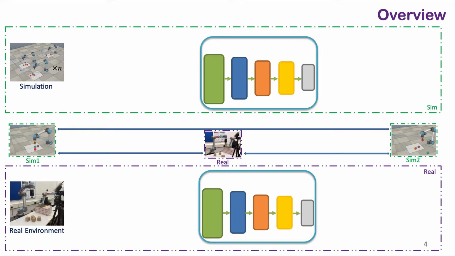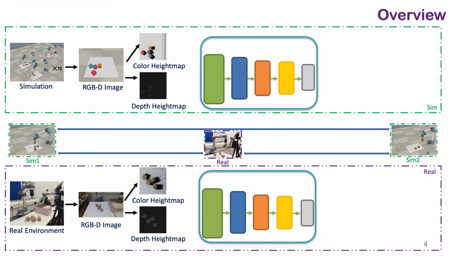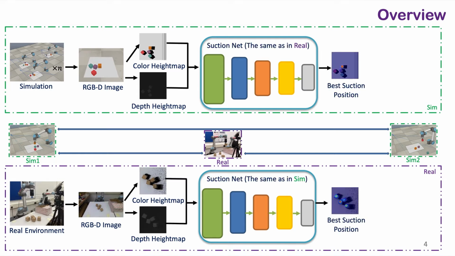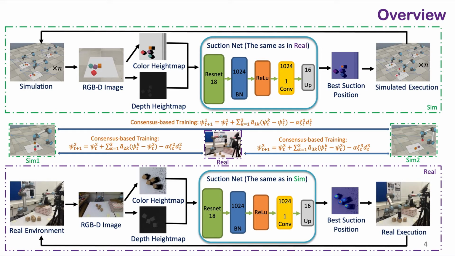Using 3D cameras, we capture RGBD images from both simulated and real environments simultaneously to generate depth and color heat maps of the scene, which are fed into the suction network to anticipate pixel-wise best suction positions. The suction net consists of 5 parts: ResNet 18, batch normalization, ReLU, convolution, and upsample. After performing predictions in both simulation and the real world, consensus-based training is applied to the training parameters of each simulated or real agent.